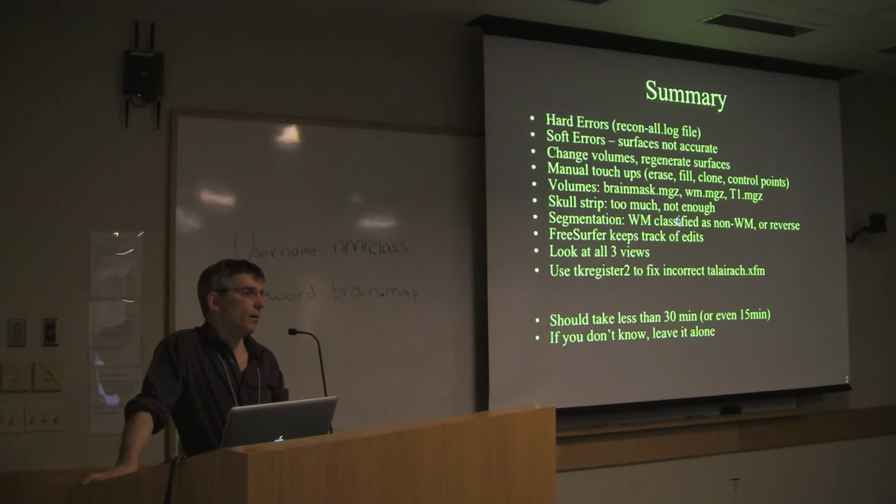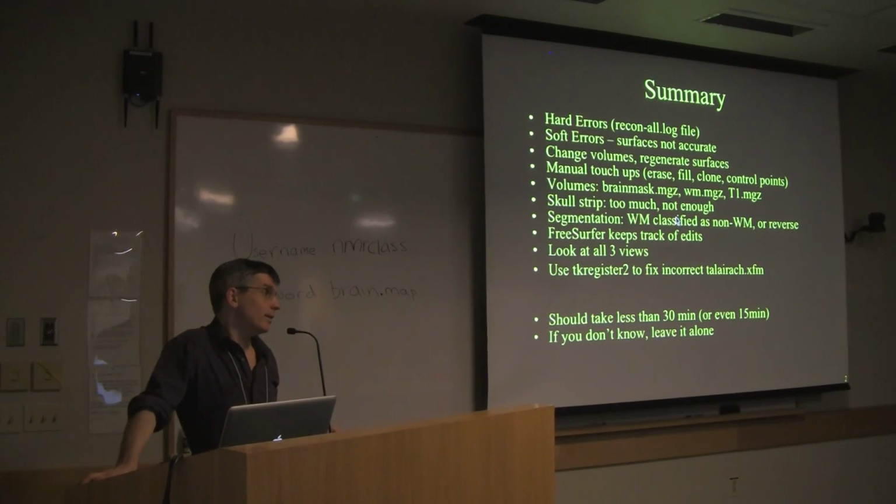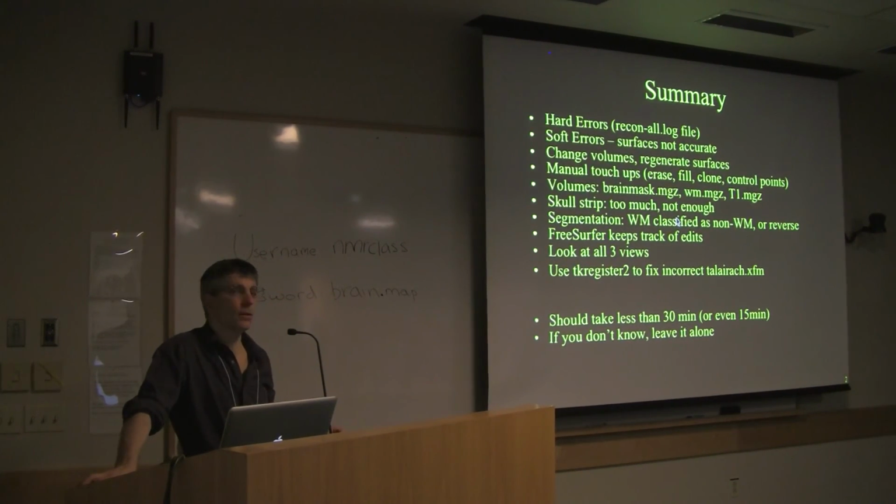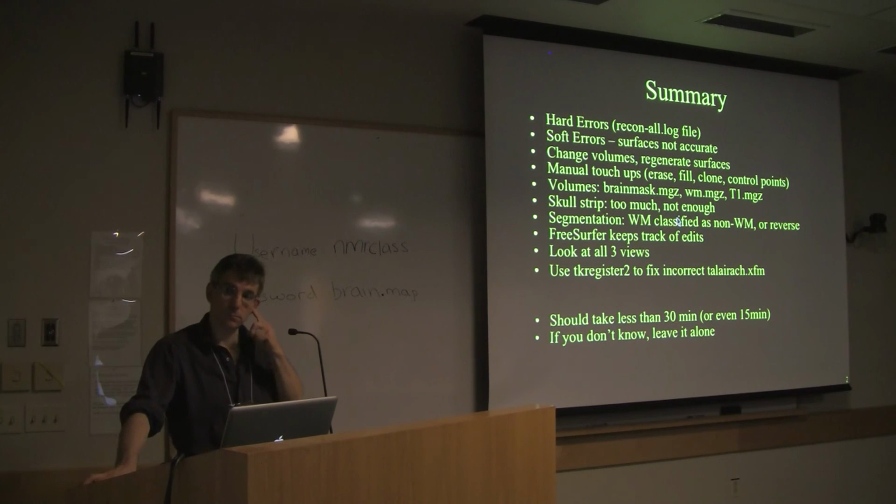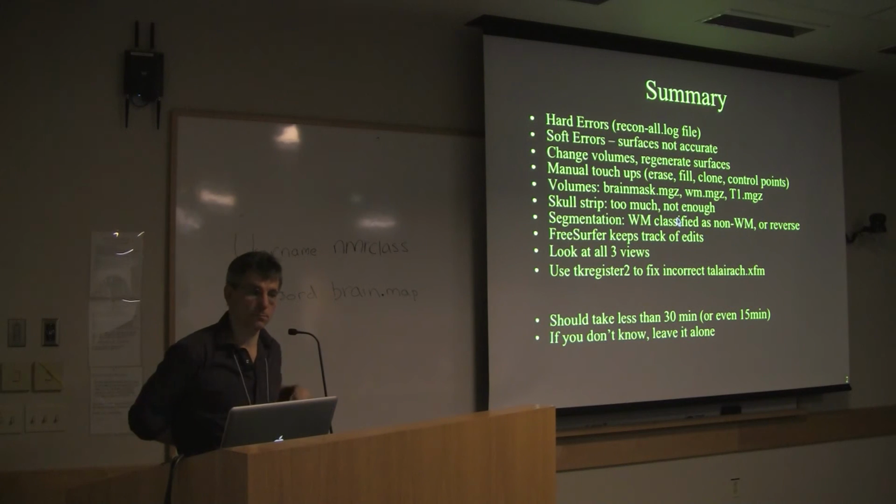It's not part of the tutorial, but you can actually bring up an image with all the topological defects that recon all found and fixed. And so you can look at each one of those and see whether it did the right thing or not. The way to tell that there was a topological defect is if the surface doesn't follow the wm.mgz. The white surface should follow the surface of the stuff that's non-zero in the wm.mgz, except where a topological defect was corrected.